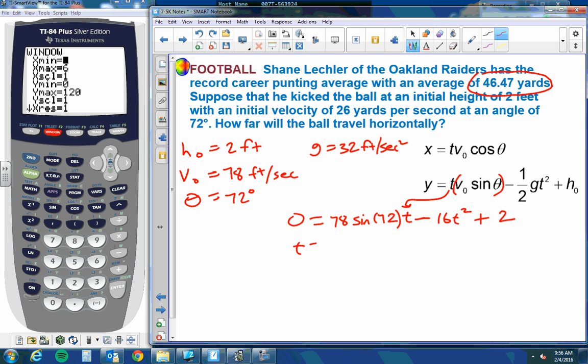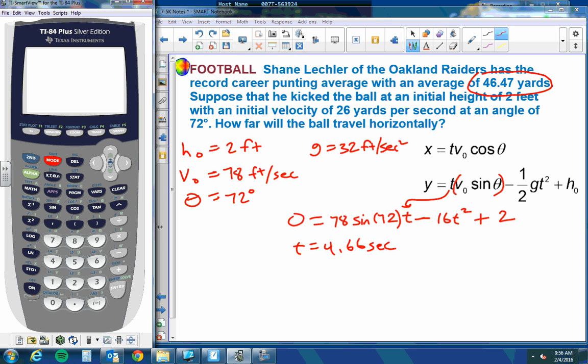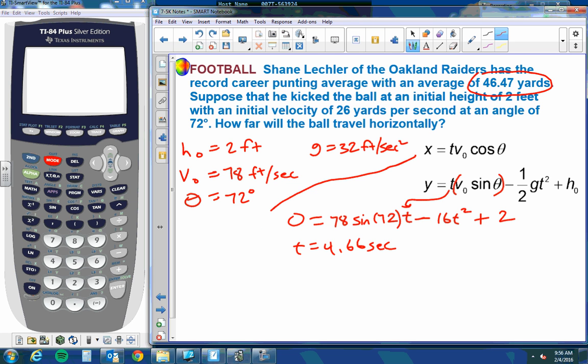Okay, so write that down. So t worked out to 4.66 seconds. Except that's not the answer to our question. We want to find out how far it traveled. So how do I do that? I use this horizontal equation. So we'll do 4.66 seconds.